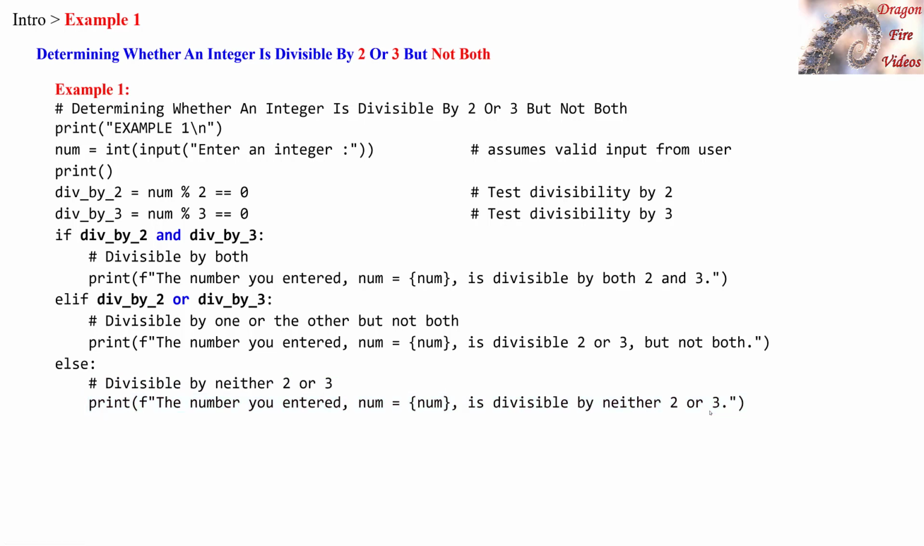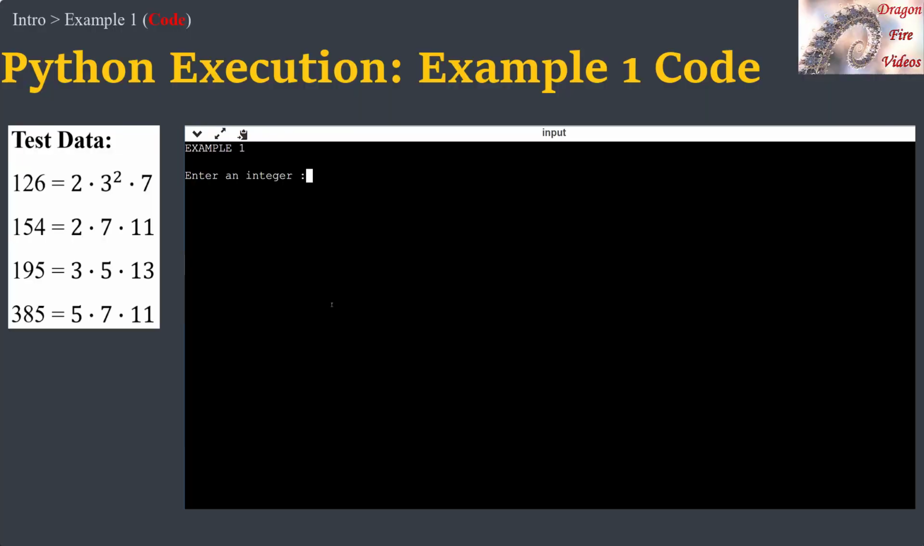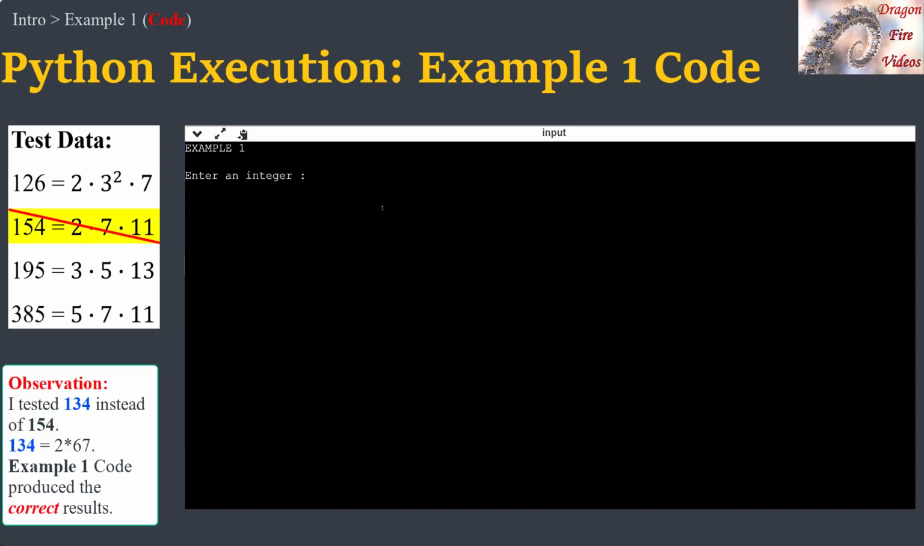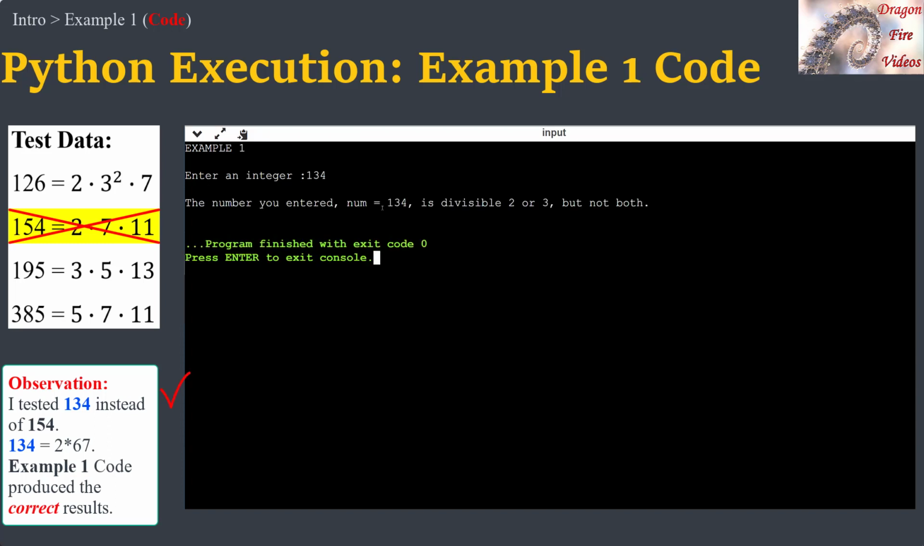So let's look at the result of running this code. We're running example 1. Let's enter our test data. 126 was our first number. And as we see, it's divisible by both 2 and 3. Let's run example 1 on our second number, test number 134. It's divisible by 2 or 3, but not both.